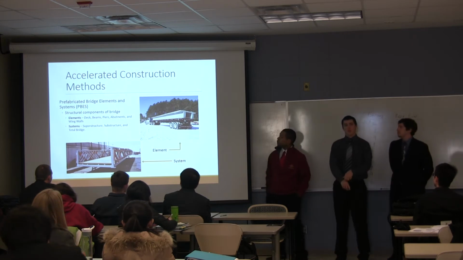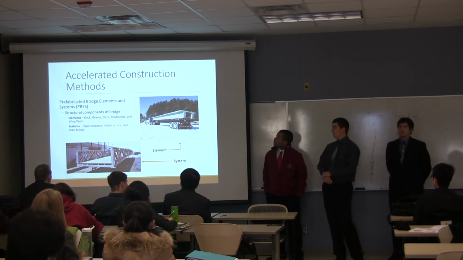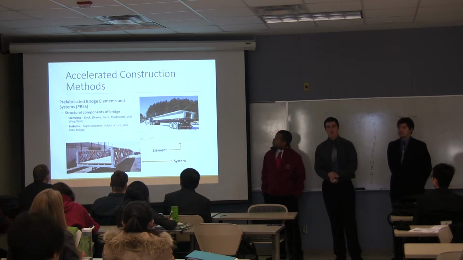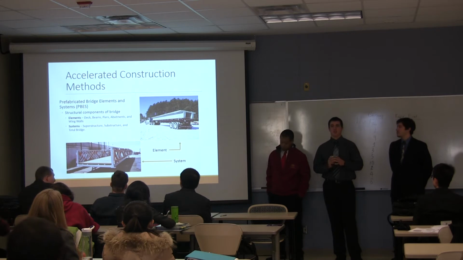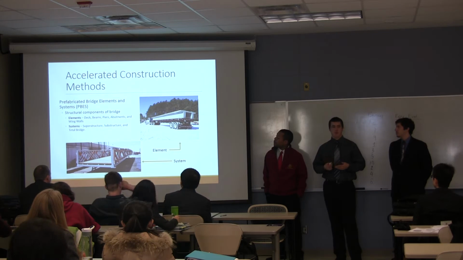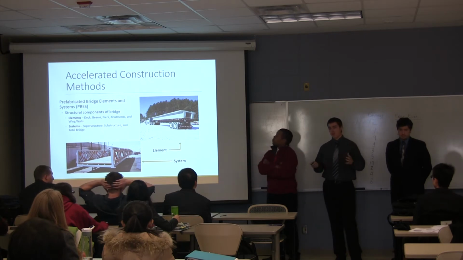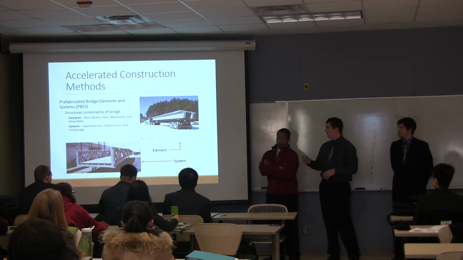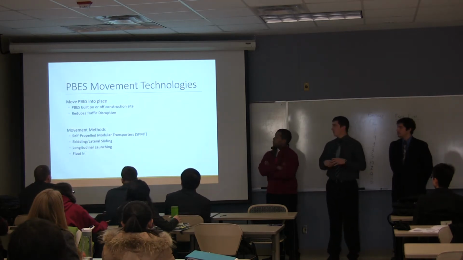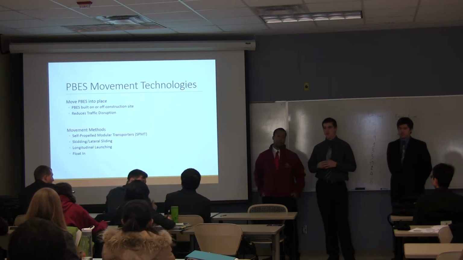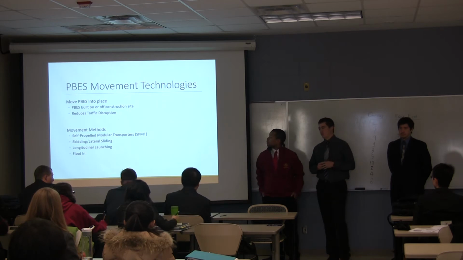There are lots of different methods for ABC. One of the main uses in ABC is prefabricated bridge elements and systems, or PBES. Those are the bridge structure elements. The elements include the beam, the deck, the piers, and abutment walls. You can also do the system where you have the entire bridge superstructure or substructure, or you could just have the entire bridge for smaller bridges. One of the big issues is that it's really hard to move those PBES, and there are lots of different techniques that you can use for movement.